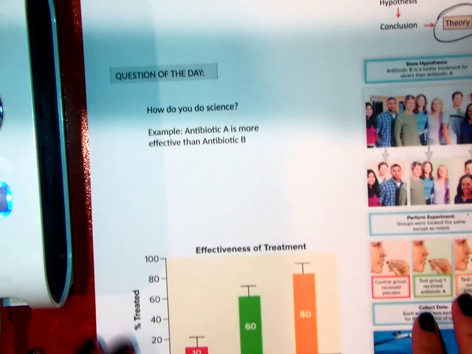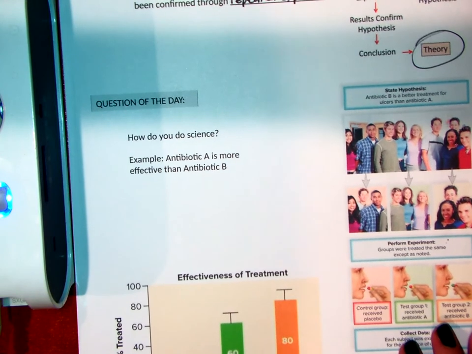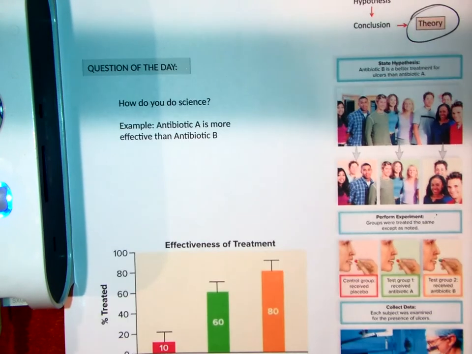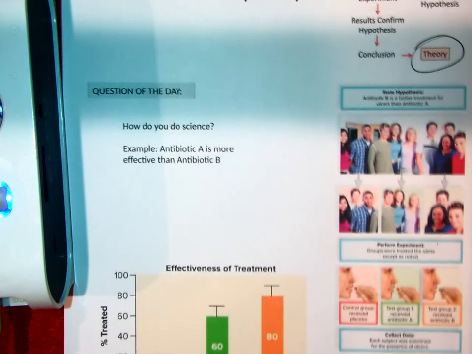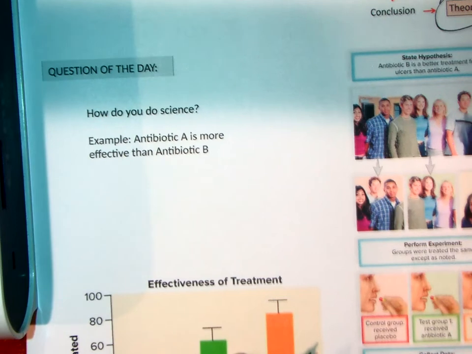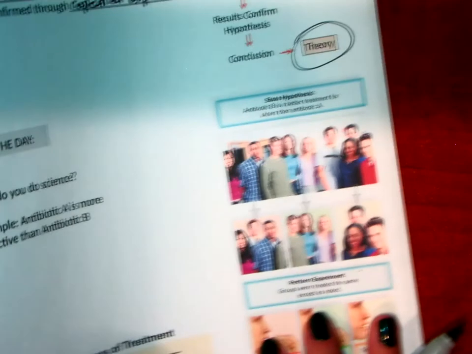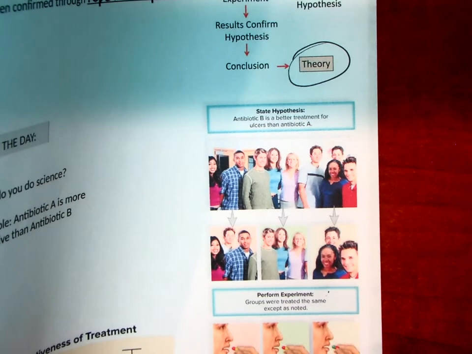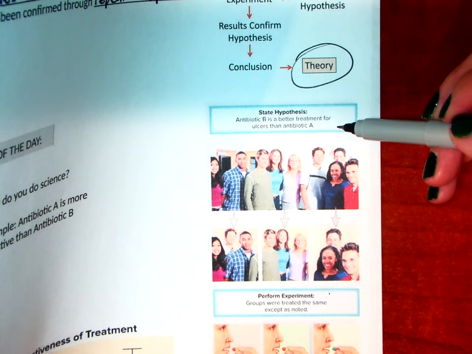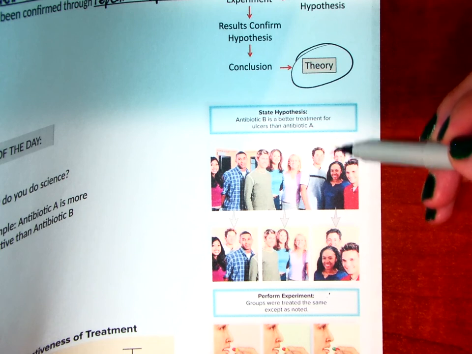All right, so back to our question of the day. How do you do science? So example, antibiotic A is more effective than antibiotic B. So if you want to go back to that page where you wrote down how you would test this and kind of see how it compares here, what we did is first we need to state our hypothesis, which was given. Antibiotic B is a better treatment for ulcers than antibiotic A.